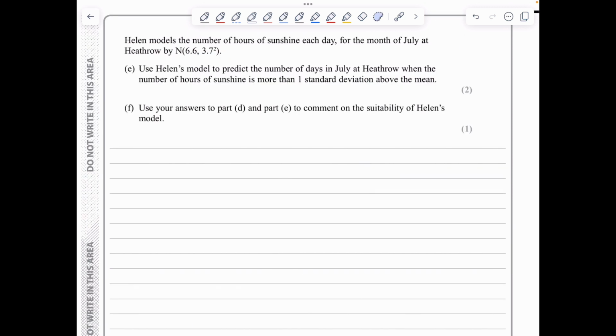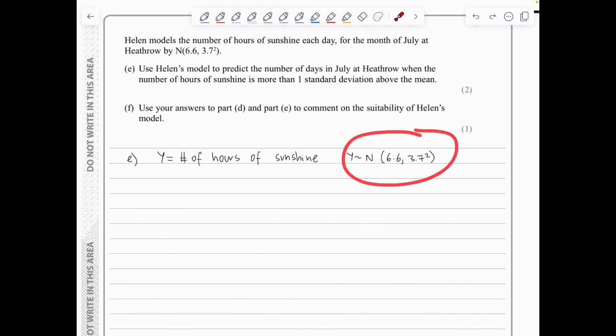We then have that Helen models the number of hours of sunshine each day using a normal distribution with parameters mu to be 6.6 and sigma to be 3.7. And we need to use this model to predict the number of days when the number of hours of sunshine is more than a standard deviation above the mean. In other words, use a normal distribution to obtain an estimate for what we have estimated just before using the actual data. So I will start by writing down that y, my random variable, is the number of hours of sunshine following this particular distribution.